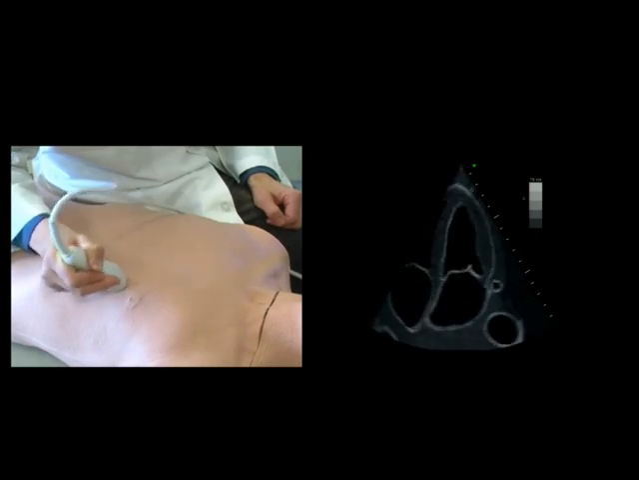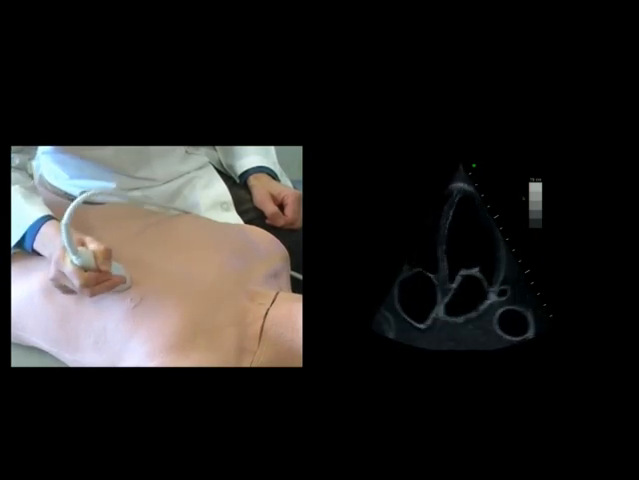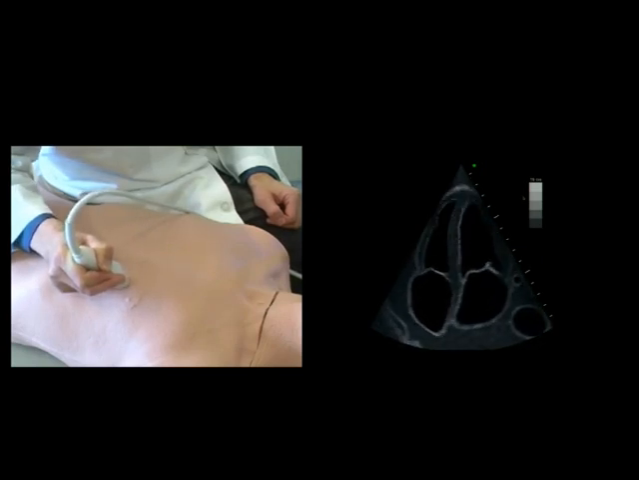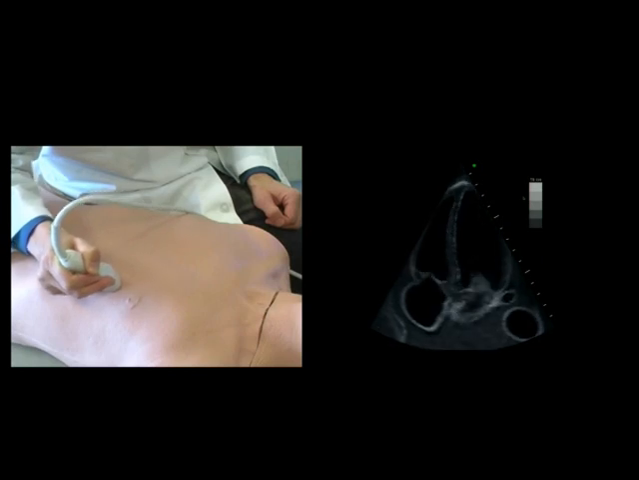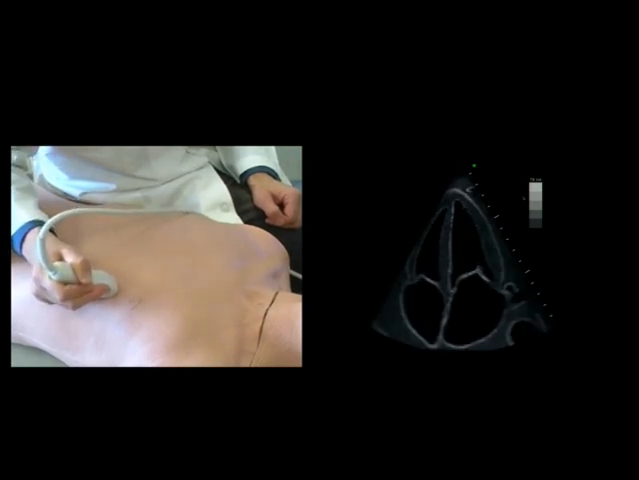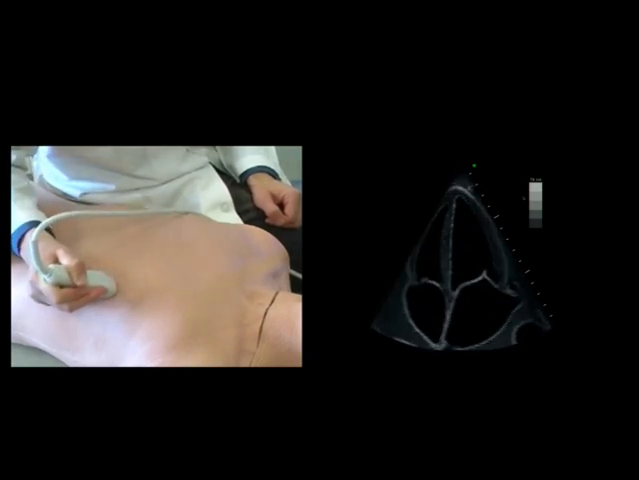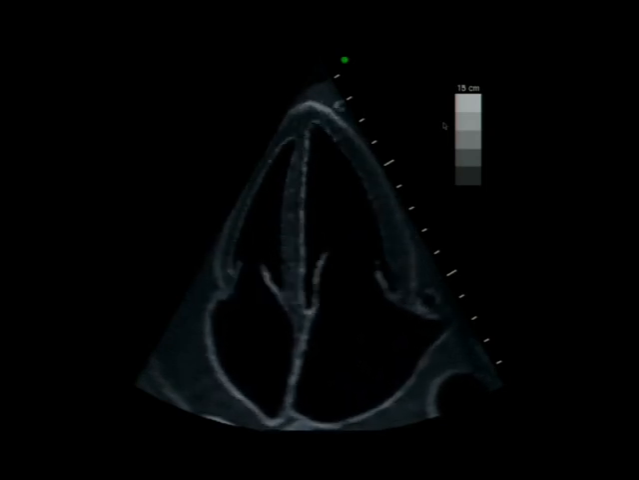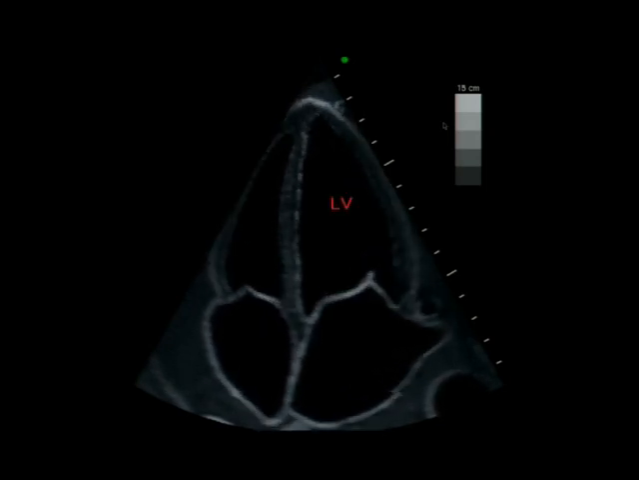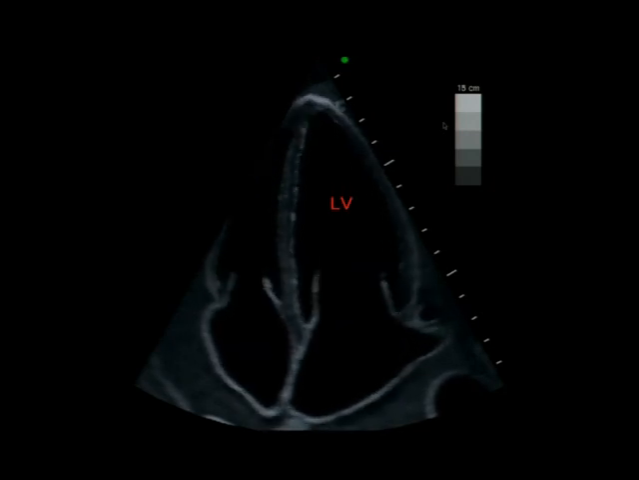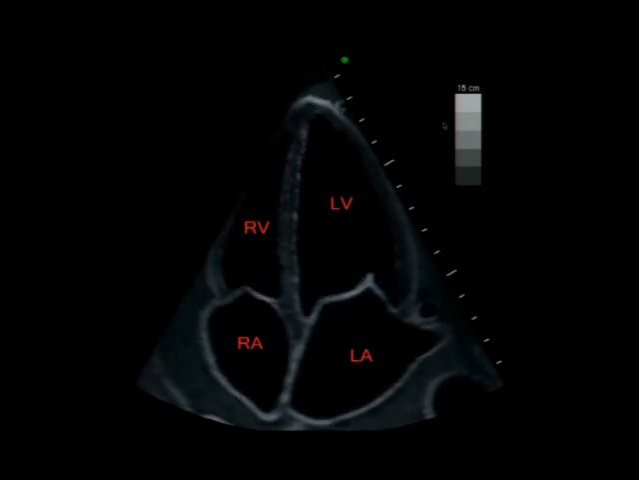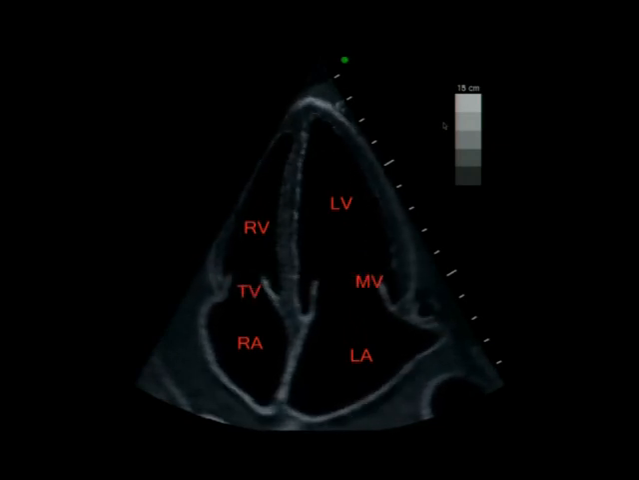Be careful to place the probe at the apex, otherwise you will cause the ventricles to appear foreshortened. Now they're foreshortened. As I slide the probe further into the flank, the ventricles become longer and they are no longer foreshortened. In this apical 4-chamber view, you see the left ventricle on the right side, the right ventricle, the left atrium, the right atrium. The valves are the mitral valve and the tricuspid valve.